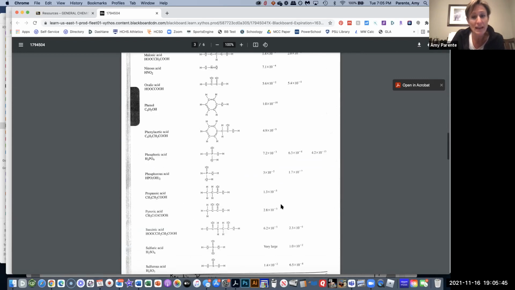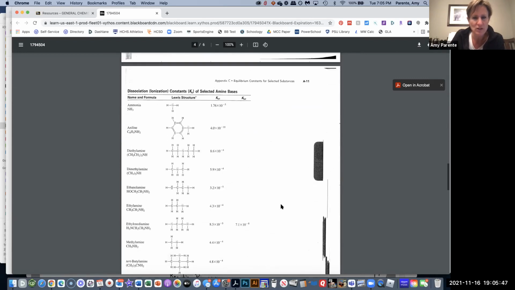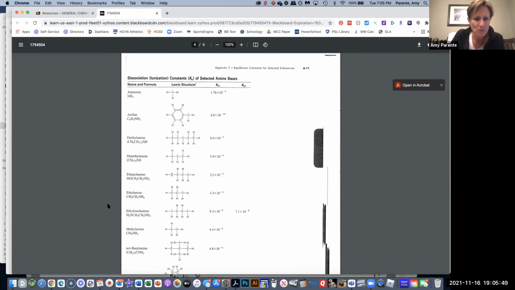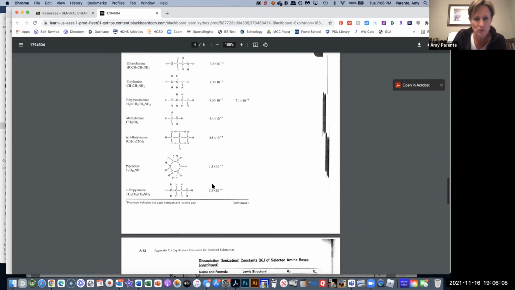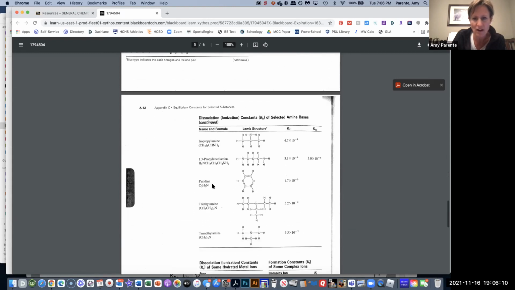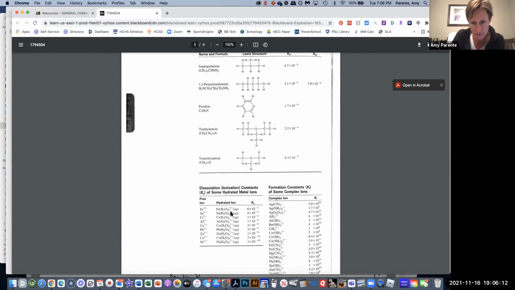There are a lot more weak acids than we have weak bases, but here are our weak bases. One of the things I want you to note is that all of these are actually amines. They are amine bases. So when we see these atoms together, nitrogen bonded to hydrogen, that's what we call an amine. And we have Kb values for these, and that's what's listed there. We've got a couple of pages of Kb values.